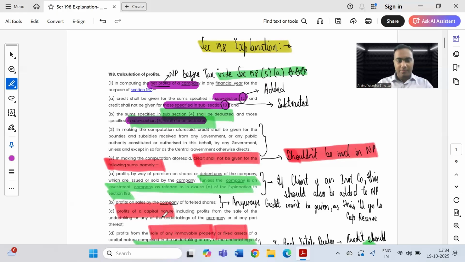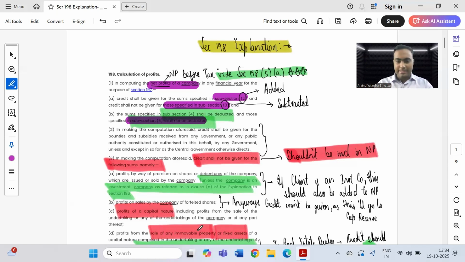Next, profits of a capital nature, including profits from the sale of undertaking or any of the undertakings of the company or of any part thereof. So what they're saying is if there is any profit of capital nature, like your sale of undertaking, that would have obviously gone into your profit and loss account as a profit, as an income. You would need to be removing it here for the purpose of the computation under section 198. That is what this is saying. I hope it is very clear, sir.